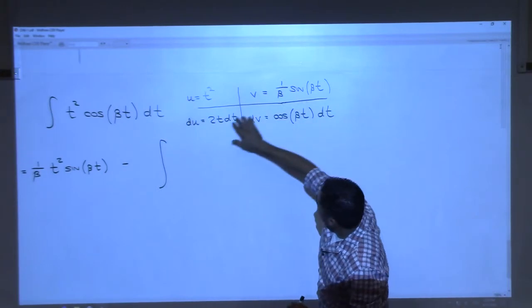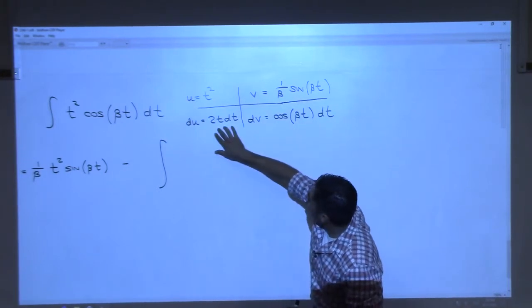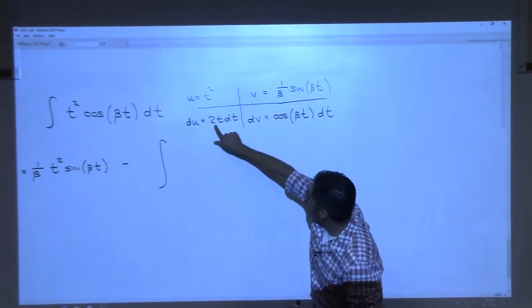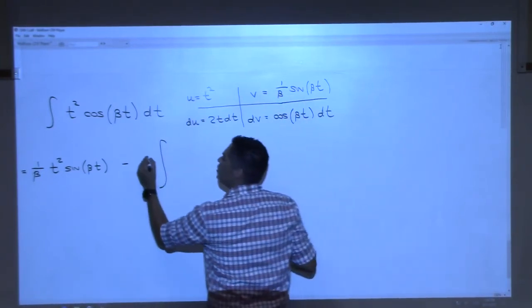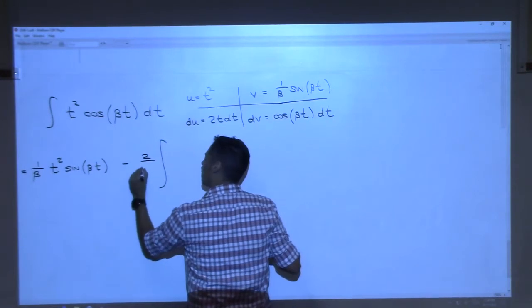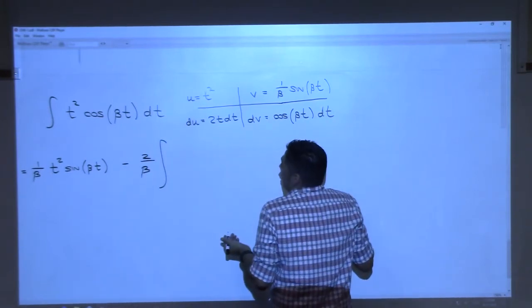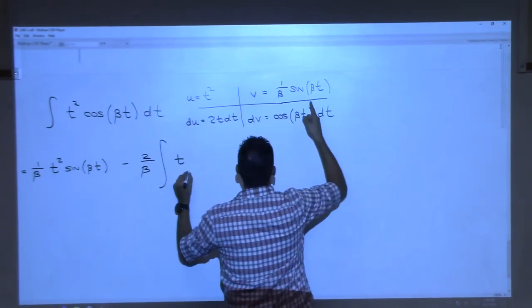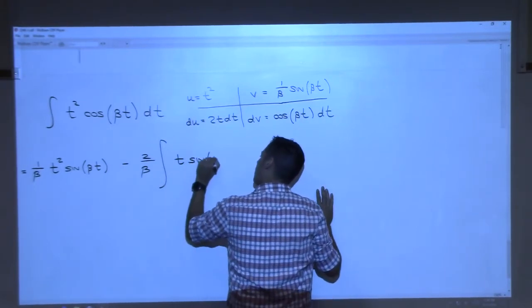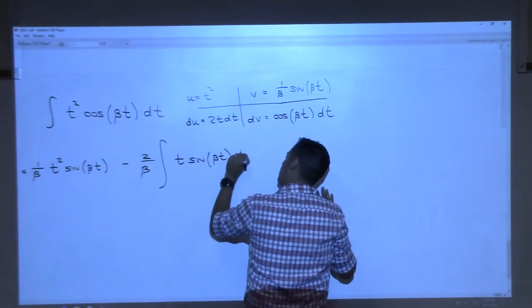What will my new integral be? This thing times this thing, right? Let's get all our constants out. 2 is a constant, right? 1 over beta is a constant. So I'm going to put it as 2 over beta out here. And then what's still there? t sine beta t. And don't forget the all-important dt is still there, right?